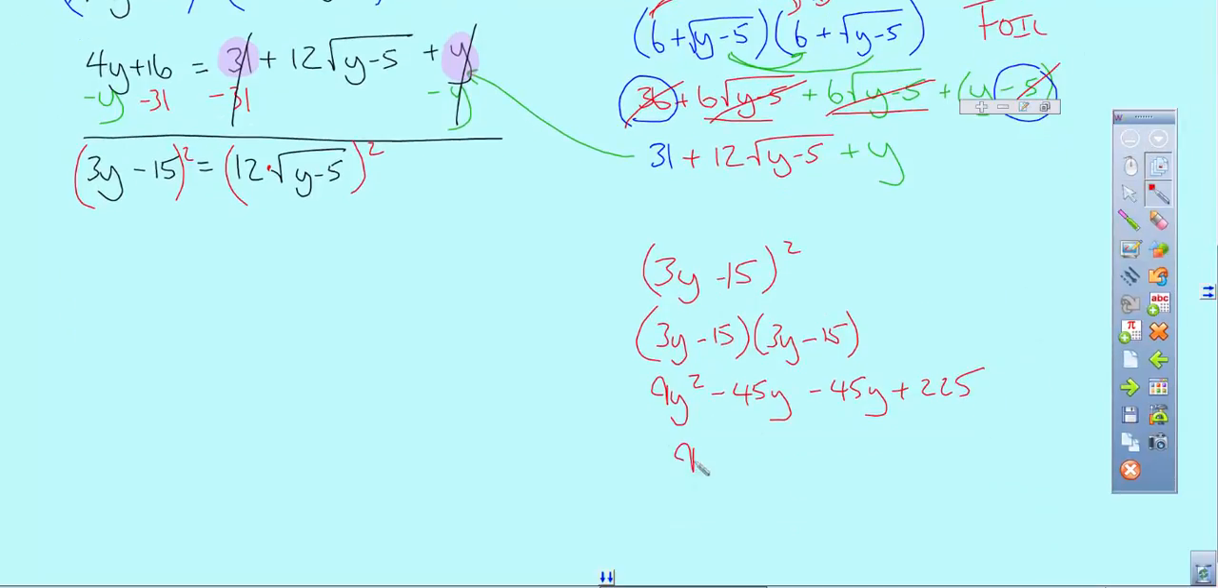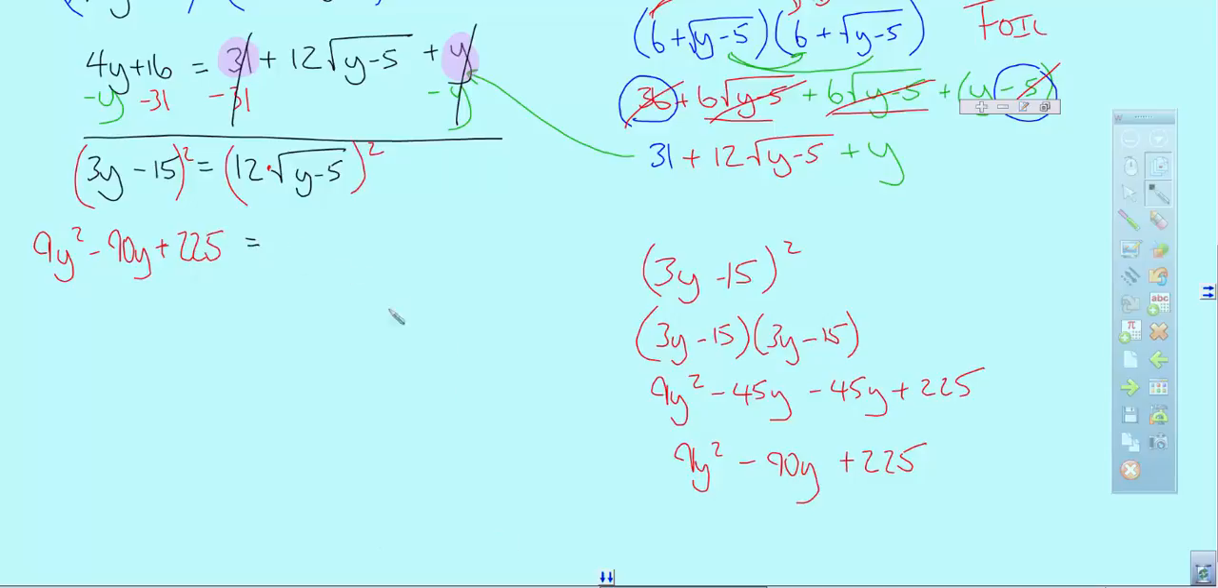I'm assuming that we're getting better at foiling, so I didn't go through and show you all the color and everything as I move my way through. I bring that back up here, and I know that I have 9y squared minus 90y plus 225 equals, now in this case here, I'm going to write out one more step, that square belongs to this 12 and it also belongs to the radical.